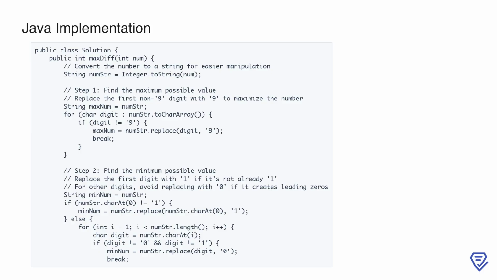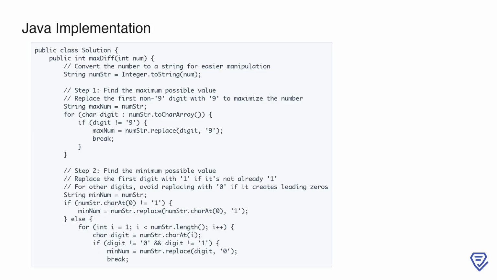We iterate through each character in the string representation of the number using a for loop. As soon as we find a digit that's not 9, we replace all occurrences of that digit with 9 using the replace method. Once this replacement is done, we exit the loop since we only need to perform this operation once to achieve the maximum possible number. The resulting value is stored in the maxNumber variable.